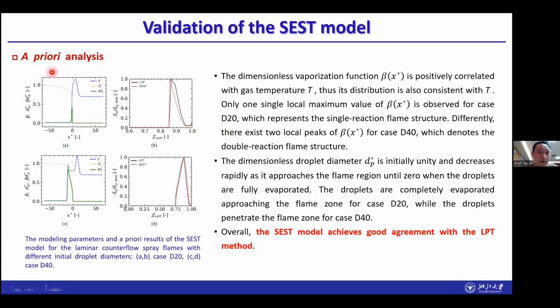These are some parameters calculated from the DNS results, and we look at this picture. We can see that the SCST model results are quite similar to the DNS results, not only for the single reaction zone case, but also for the two reaction zone case. It agrees quite well with the DNS results. So this is an a priori analysis of the SCST model.